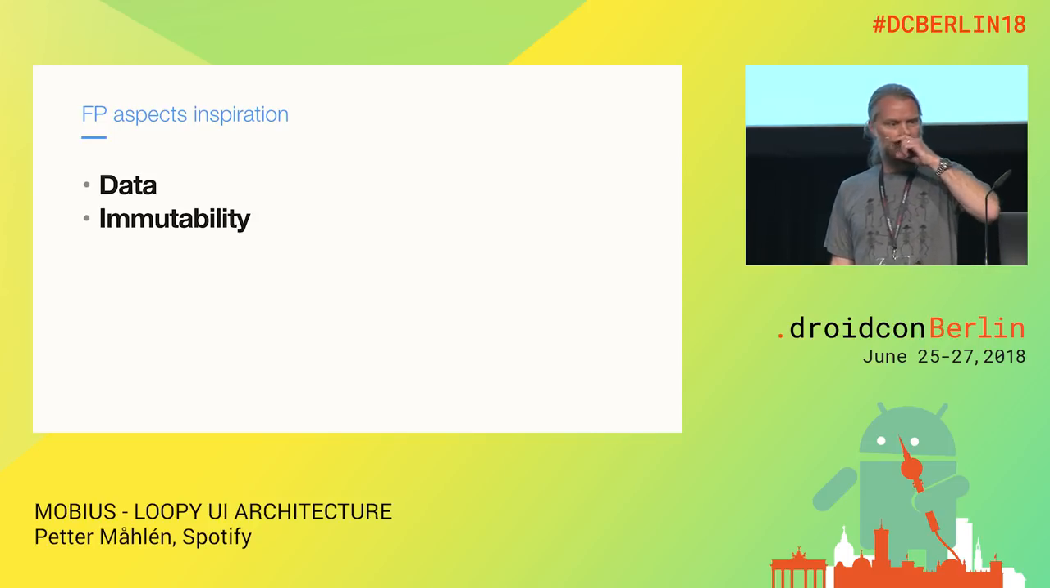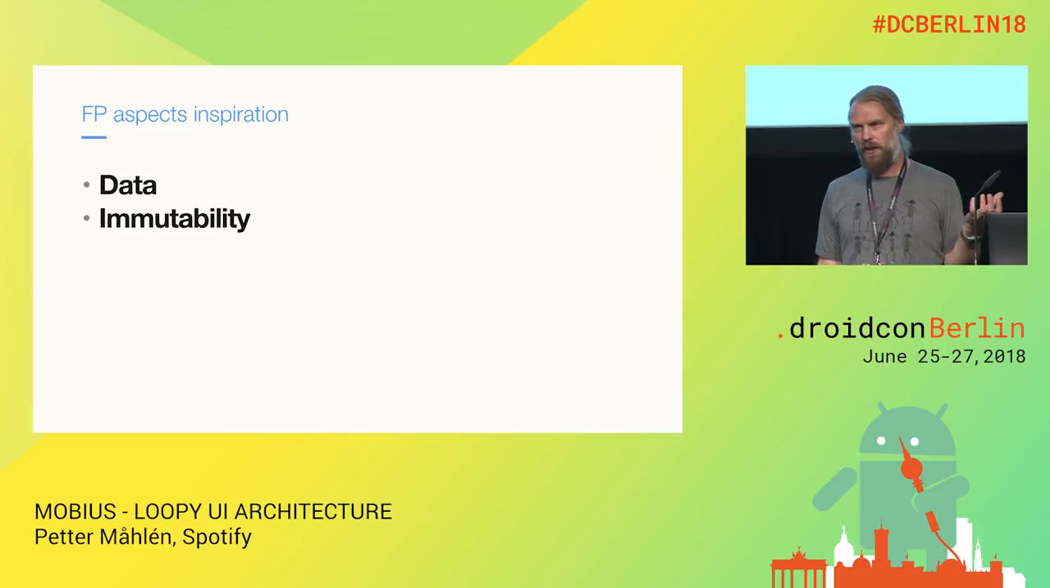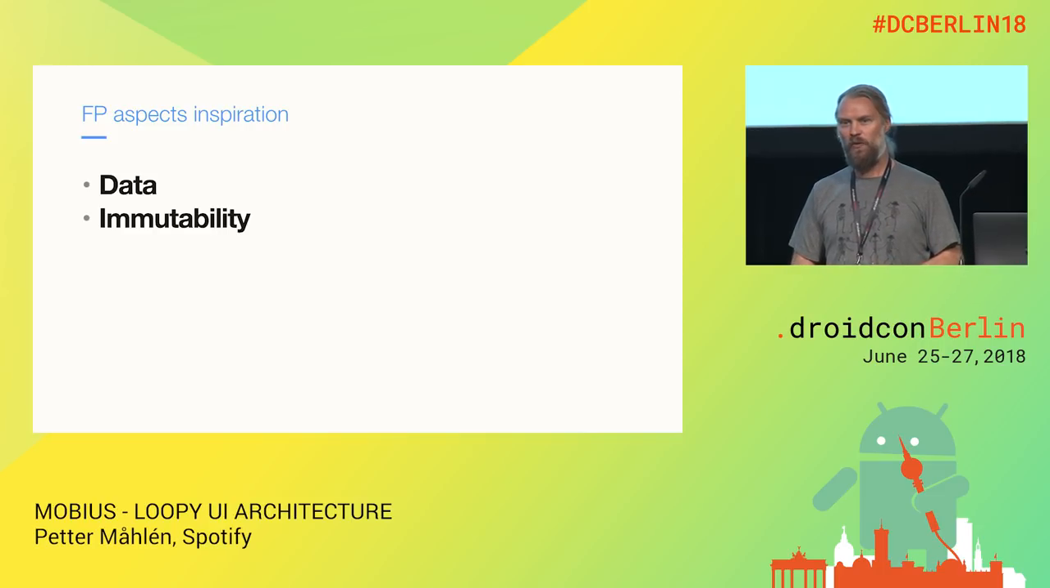So some of the inspiration. Functional programming has been on the rise for a number of years now, and it's a trend. And there are some really useful concepts in functional programming that you can use, even if you're in an imperative language like Java or Kotlin. And a couple of the things we wanted to include was separating data from behavior.